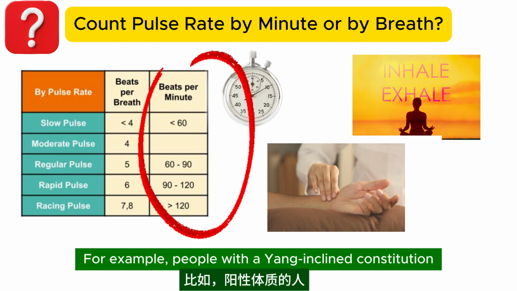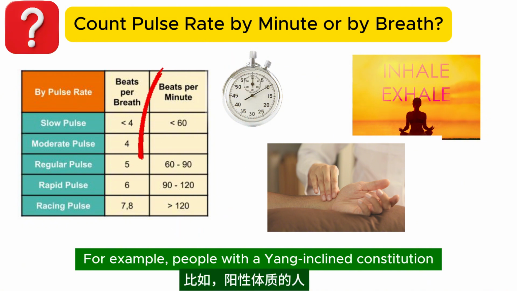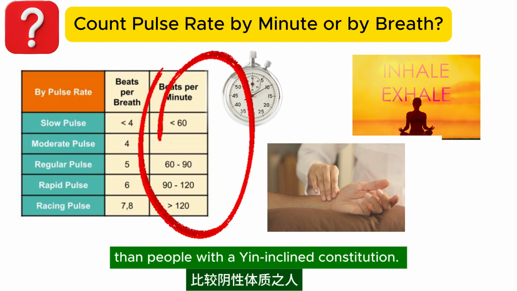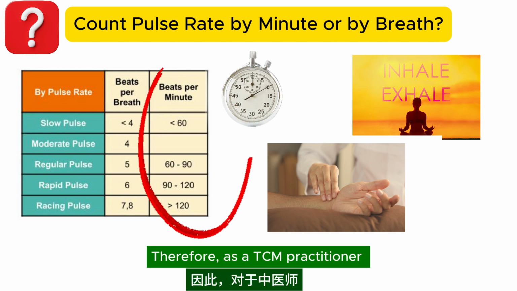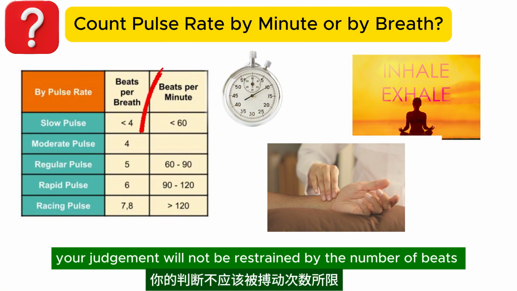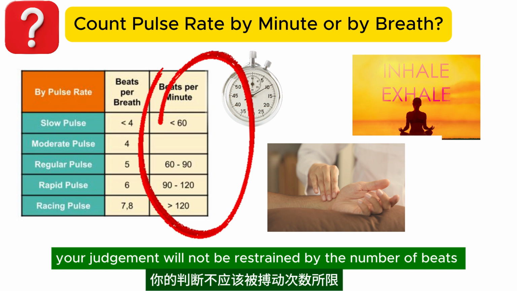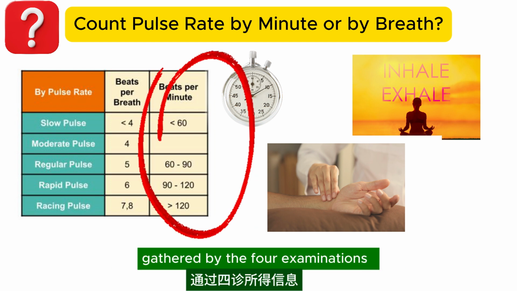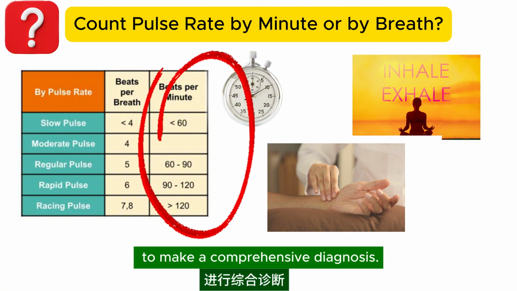For example, people with a yang inclined constitution will have a relatively faster pulsation than people with a yin inclined constitution. Therefore, as a TCM practitioner, your judgment will not be restrained by the number of beats, but combine all other signs and symptoms gathered by the 4 examinations to make a comprehensive diagnosis.